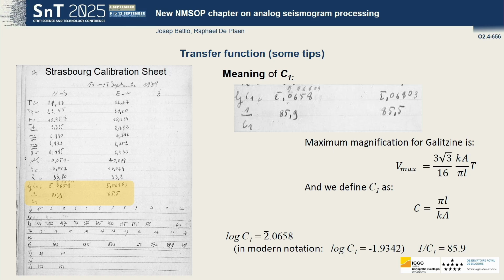For example, this is from Strasbourg, and there's a page of calibration, and we see this logarithm of C1 value. What is this? Well, when you know, it's very easy. These values here in the third line are a combination of the values I said before. And if we know the maximum magnification, it's very easy to calculate it. For example, I remember the bulletin of La Paz in Bolivia gave this C value instead of the K value.